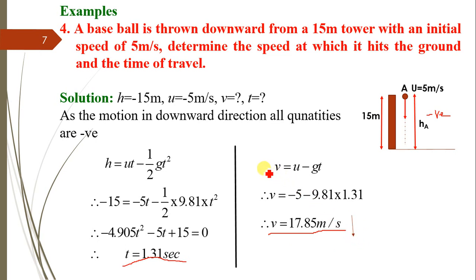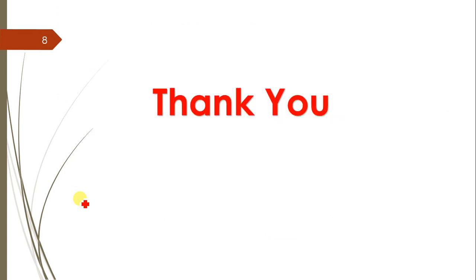So in this way, by using the kinematic equations for vertical motion, v equals u minus gt, h equals ut minus half g t square, or v square equals u square minus 2gh, we can solve any type of problem for motion in the vertical plane. The only thing is that you have to check the positions of the initial and final points. If the initial and final position points are marked, then with respect to those points we can mark the sign convention and solve the problem easily.